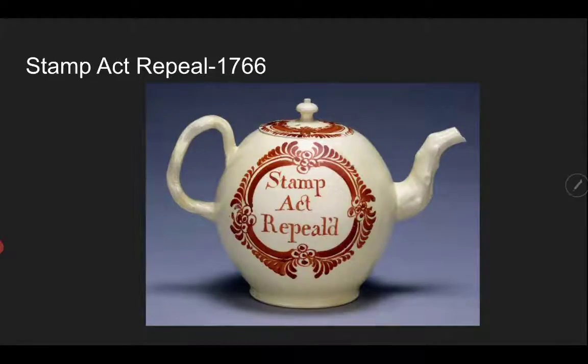So the Stamp Act is repealed. All these things are successful. It's hard to say which one worked most. Most people believe it was the boycotts. But in 1766, the Stamp Act is repealed.